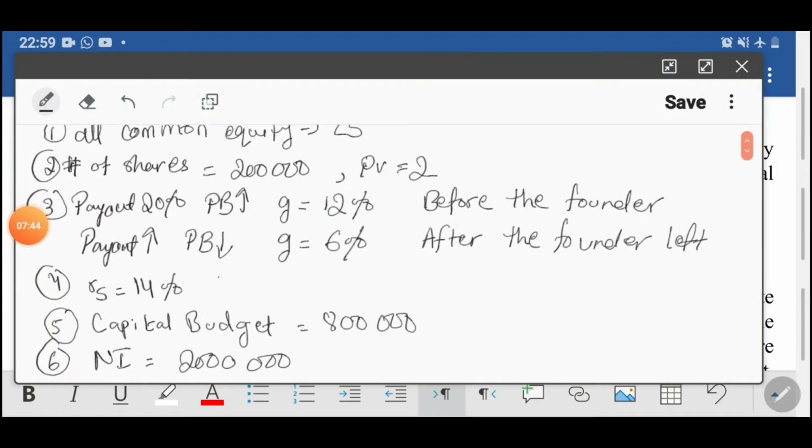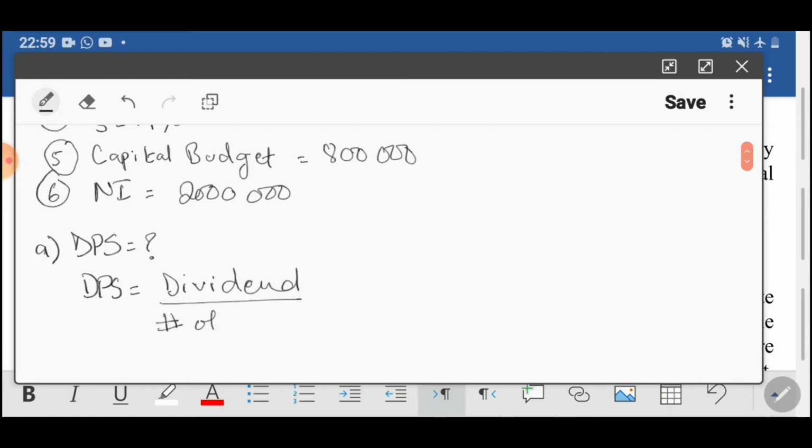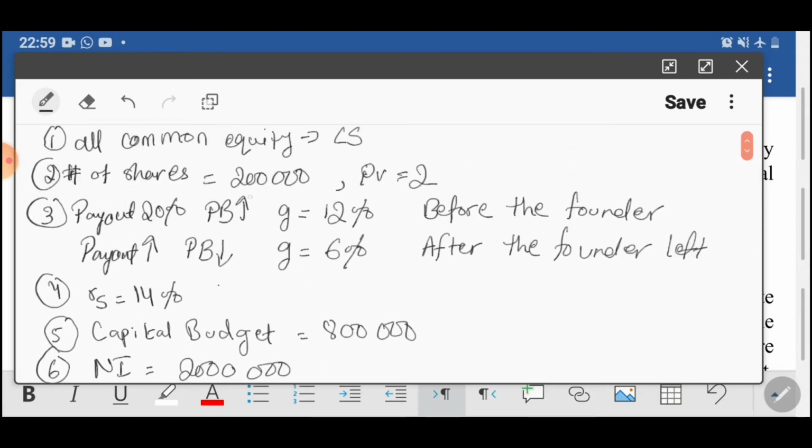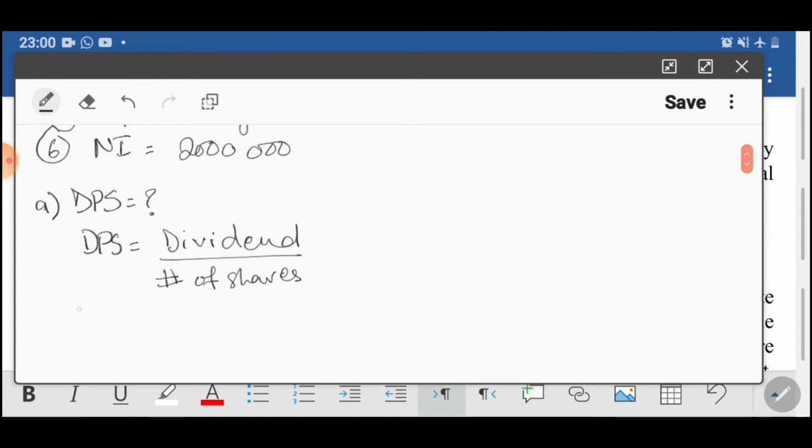So let's go back. Now part A asks us to calculate the dividend per share. The formula for dividend per share is the dividend amount divided by the number of shares. We know the number of shares, right? 200,000 are the number of shares. But we do not know how much dividend will be paid. For that, the question has asked us to use the residual dividend model.